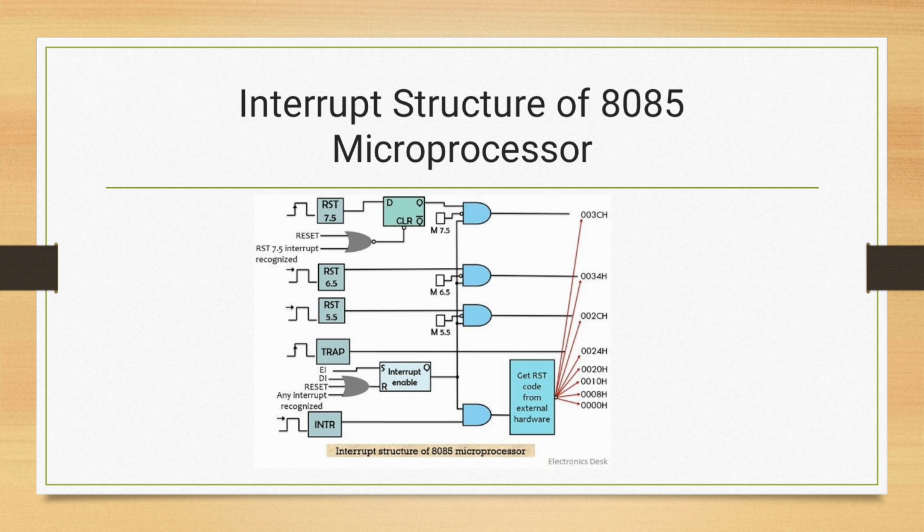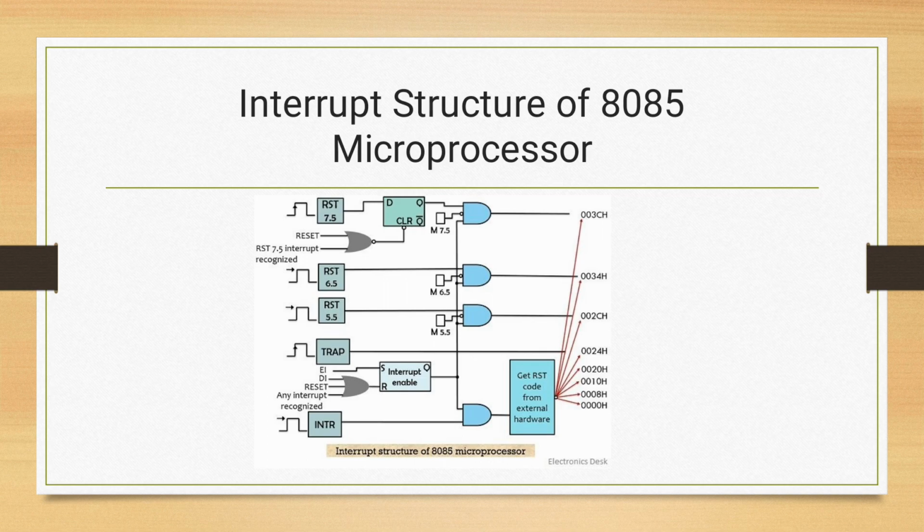So EI is 0 and none of them will be activated. When all the interrupts are disabled by executing an instruction, it is called disable interrupt, and all of these interrupts will be enabled by executing an instruction called enable interrupt, or EI.